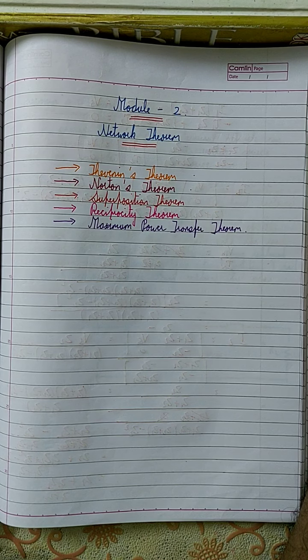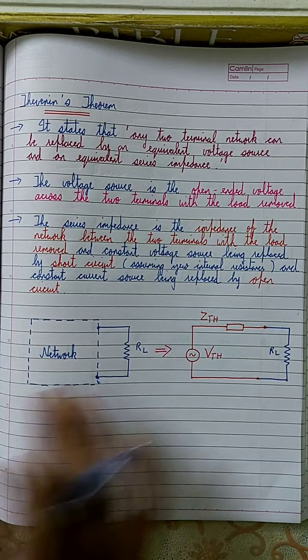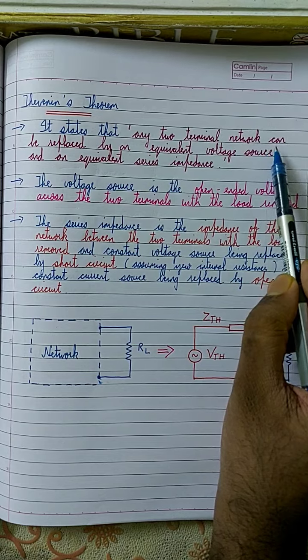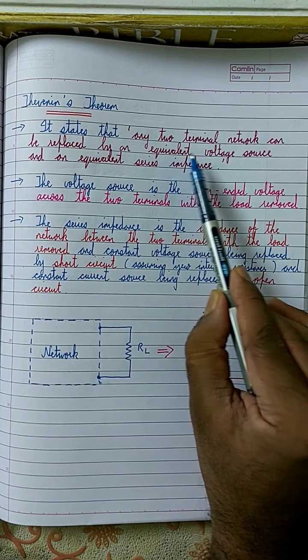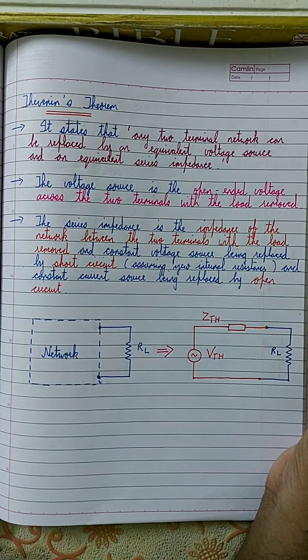In the last video you learned about source transformation, right? What is source transformation? Source transformation means that a voltage source with a series resistance is equivalent to a current source with a parallel resistor. Now let's see what Thevenin's theorem is. Thevenin's theorem states that any 2-terminal network can be replaced by an equivalent voltage source and an equivalent series impedance. That's all.